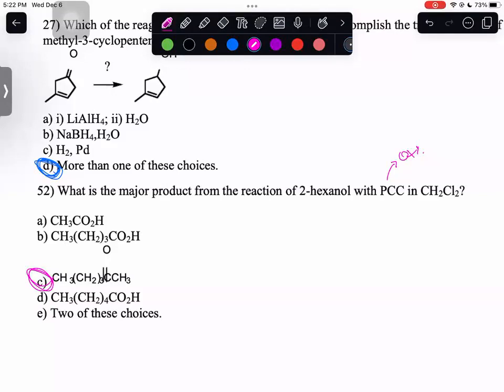Hold on. It's supposed to be a chain of three CH2. That's your starter molecule and you're reacting with PCC. PCC is an oxidizing agent and it's a weak one. You're starting with what kind of alcohol group? Primary, secondary, tertiary? Exactly.